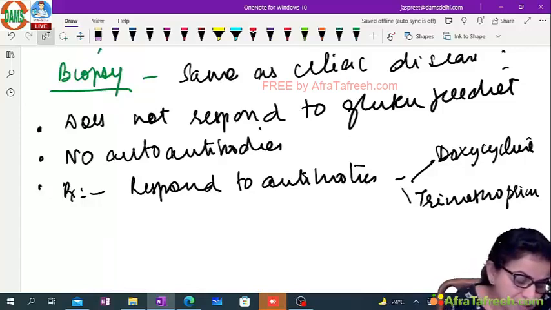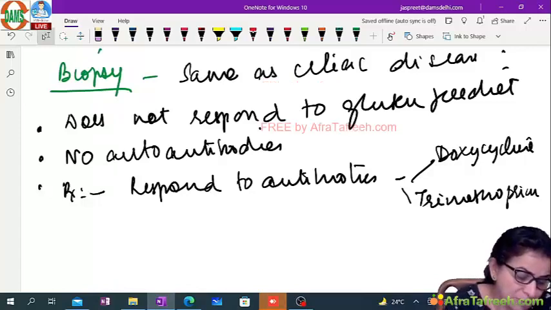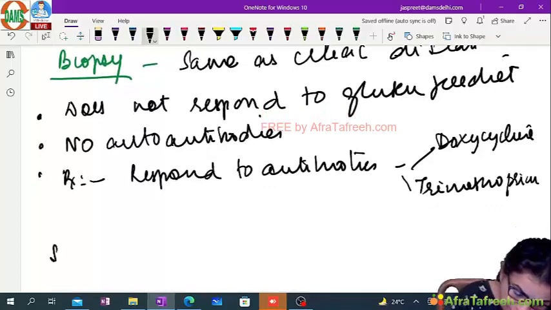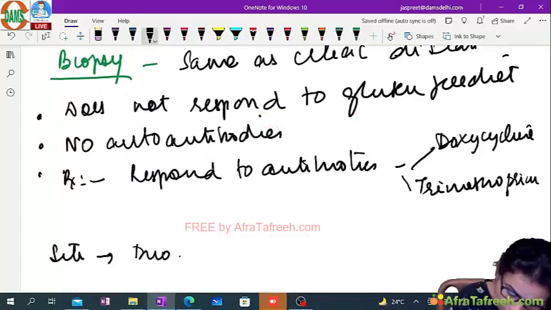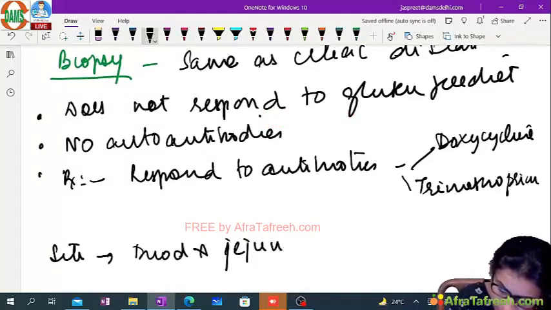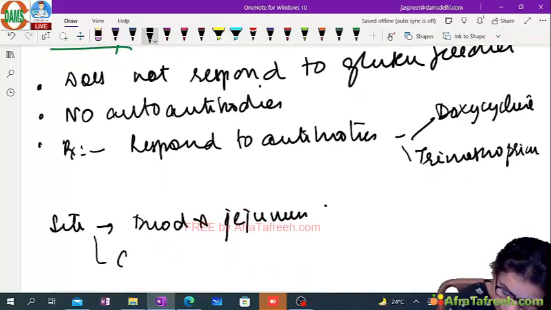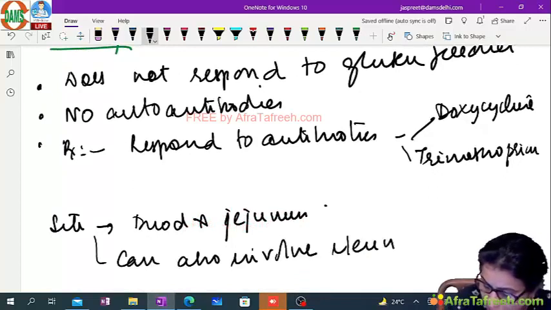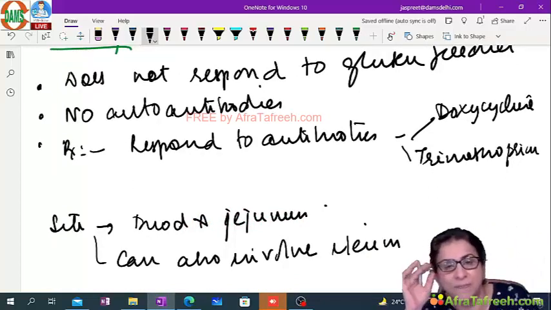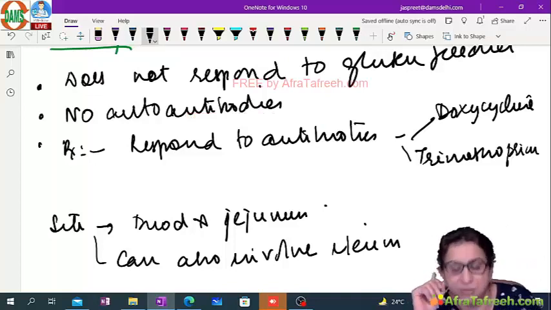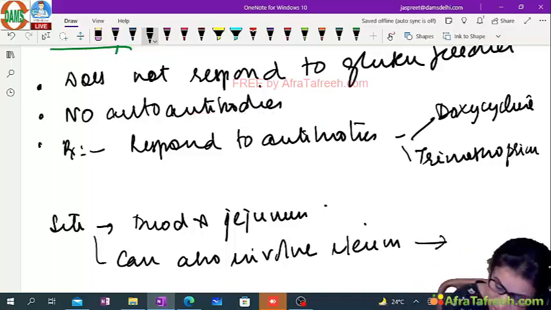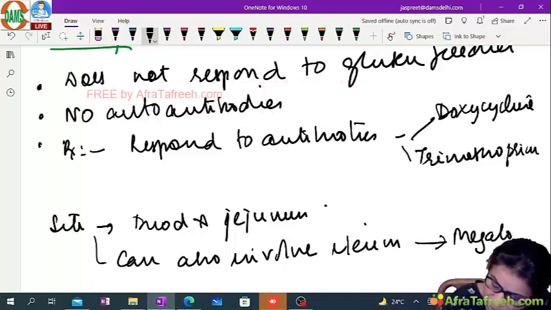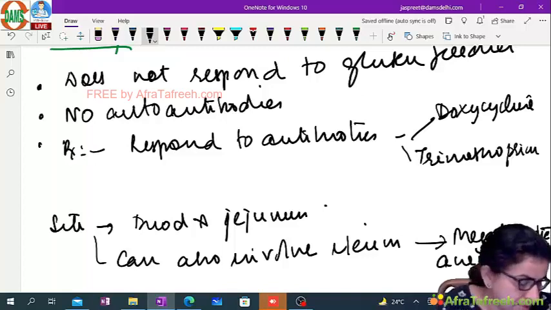Tropical sprue and celiac disease both primarily affect the proximal small intestine, the duodenum and jejunum. In tropical sprue, the site involved is usually the duodenum and jejunum, but rarely it can also involve the ileum. The ileum is the site of vitamin B12 absorption, so if the ileum is involved, it can produce megaloblastic anemia.